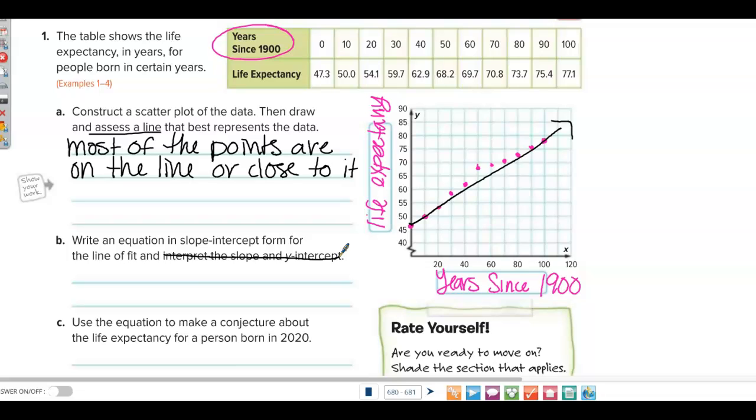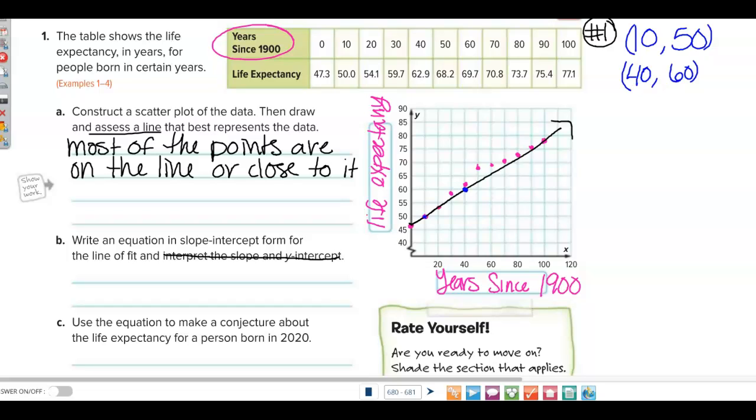So on those notes that we just took, step number 1 was to pick 2 easy points. So I'm going to pick this point because I know exactly that its X is 10 and its Y is 50. And then I'm also going to pick this point right here because I know exactly that its X is 40 and its Y is 60.